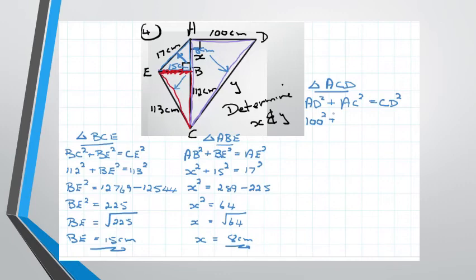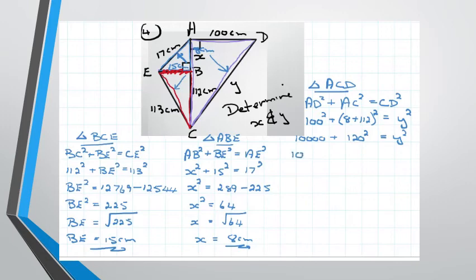Now guys, the AC is AB plus BC. In other words, it's going to become 8 plus 112, the two together to be AC in total, and it must be squared, equals CD, which is y squared. Therefore 100 squared is going to leave me with a value of 10,000 plus 8 plus 112 is 120 squared, equals y squared.